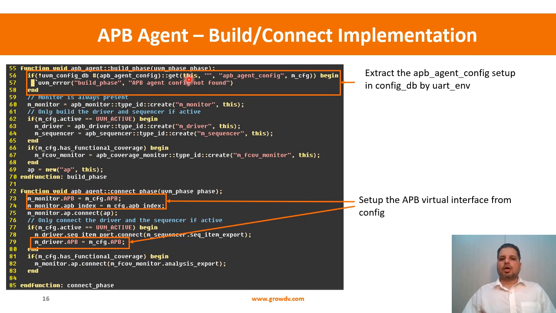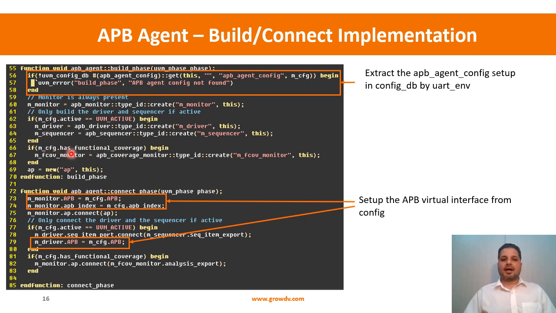This is set for the testbench top environment's APB agent, so this is the instance name. We are not passing anything for the instance name, so that path will match, and we will be able to extract the APB agent config key from that particular config DB key-value pair, and the value will be extracted into m_config. Then we create the monitor using the factory, and we check if it is active. If it is active, we create the driver and sequencer instances.